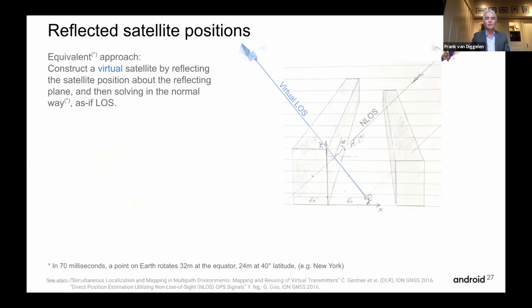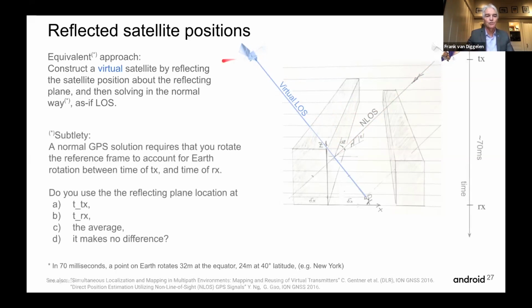And here's an alternative and equivalent approach to show it, which in a way is even more elegant than what I just showed you. If you take that same situation and take the real satellite and then construct a virtual satellite by reflecting this ray about the plane that it's bouncing off. So now we get this virtual line of sight. If you do that for each of the satellites and then treat the virtual satellite as if it were a line of sight satellite, it then solves the problem in the classic way, just using classic GPS techniques.